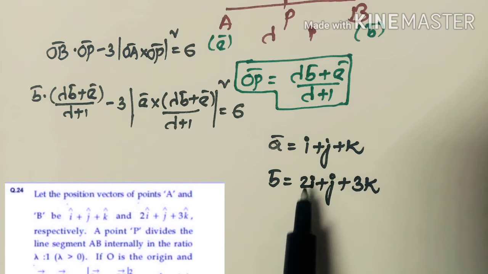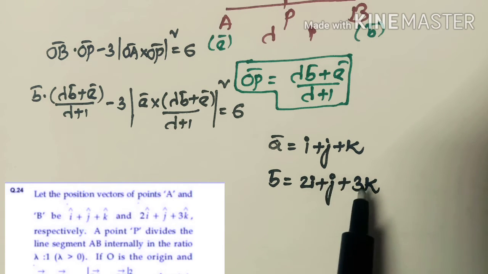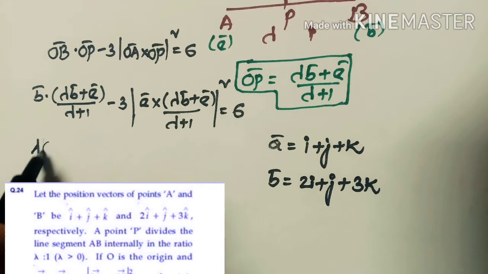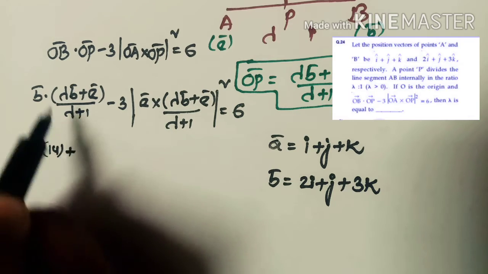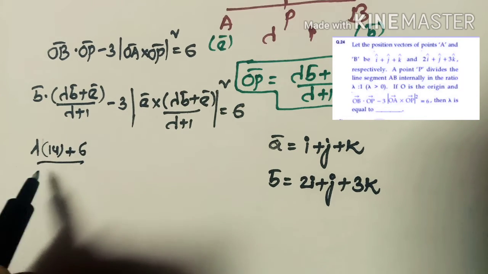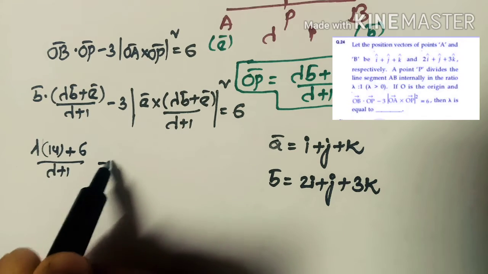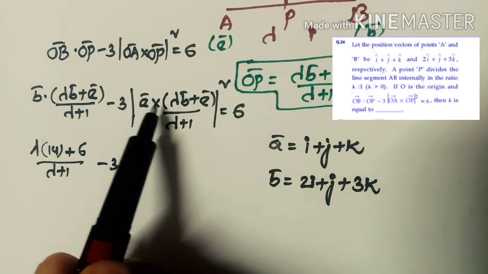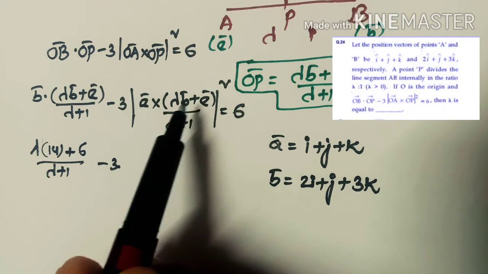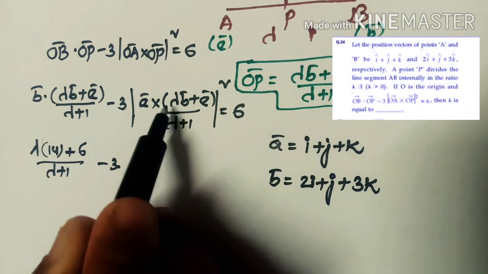What is the mod B value? Square root of 4 plus 1 plus 9, root 14. That is lambda into mod B square, root 14 whole square, that is 14, plus A dot B. What is the A dot B value? 2 plus 1 plus 3, 6, by lambda plus 1. Minus 3 into, and this is A cross B, lambda into A cross B by lambda plus 1. A cross A becomes 0. So the remaining value is only lambda by lambda plus 1.